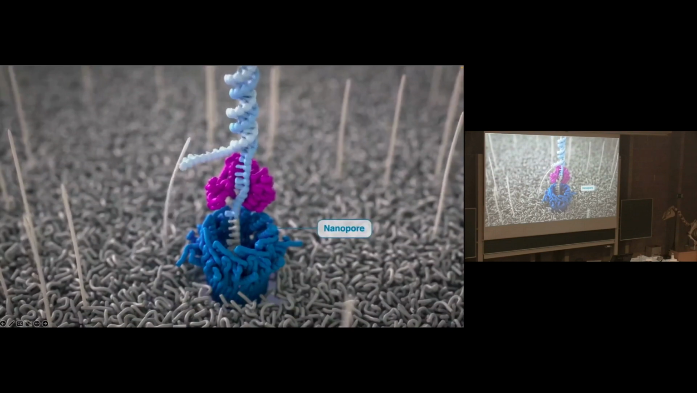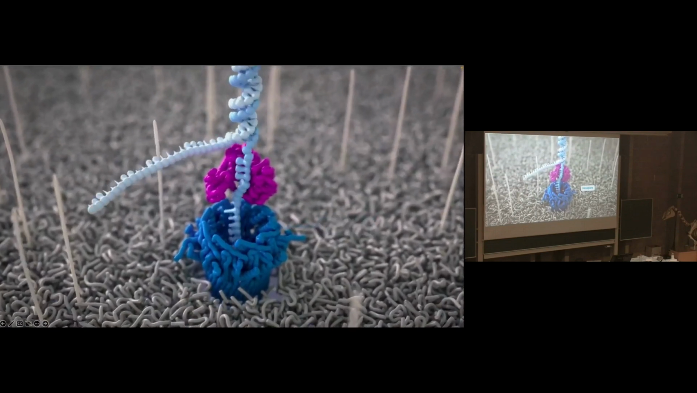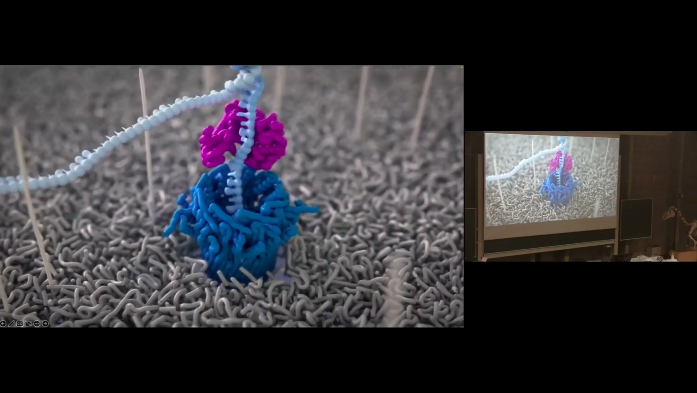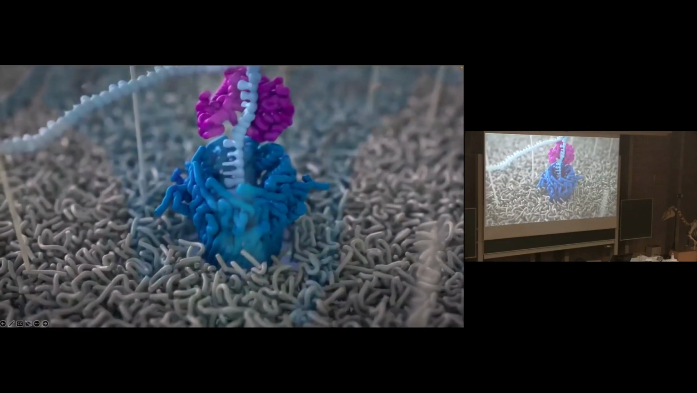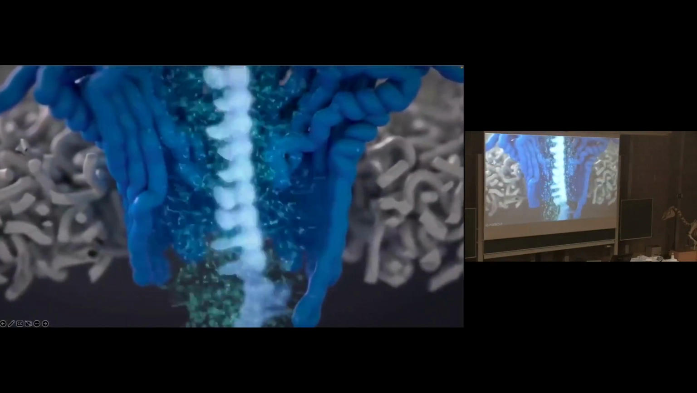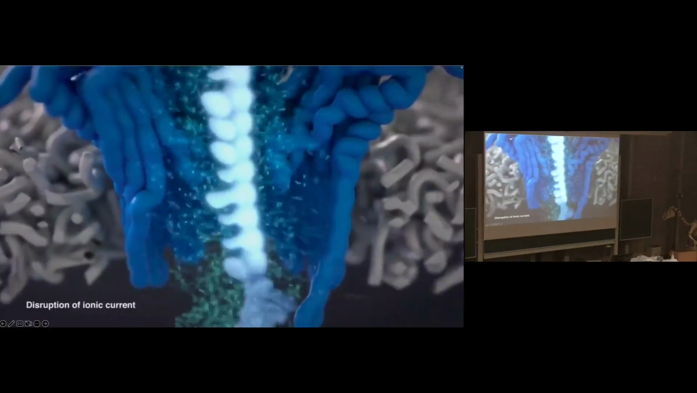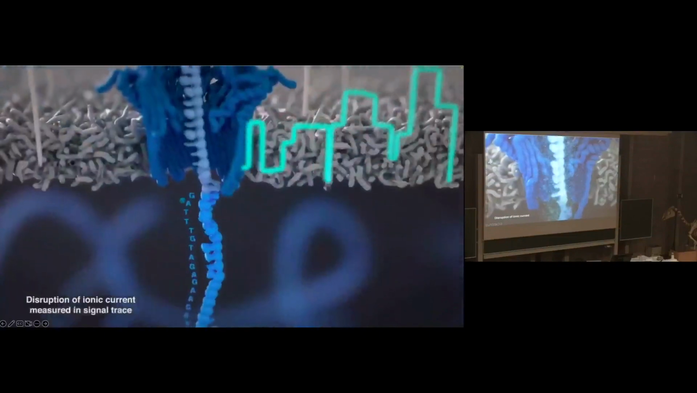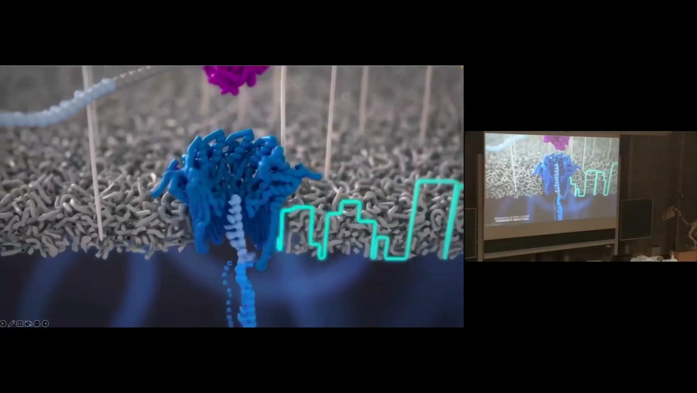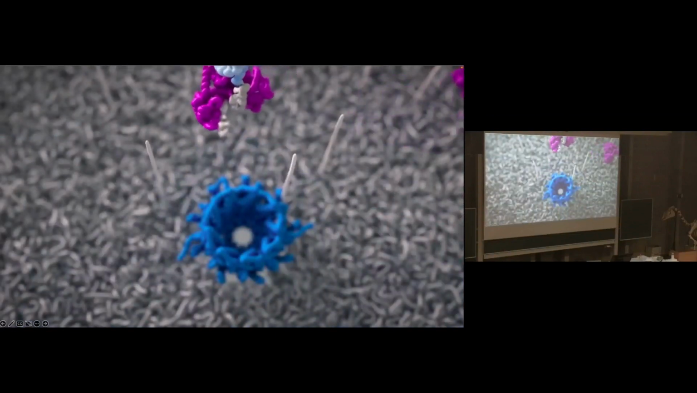So it will attach, the sequence will go through, and there are also ions going through. This means that there's actually a difference between the upper side and the lower side of the nanopore. You can see the ions flowing, and this disruption of the ions will allow us to measure a so-called current, the current that can be changed to the voltage. Here you can see the voltage. It goes at 400 base pairs per second.